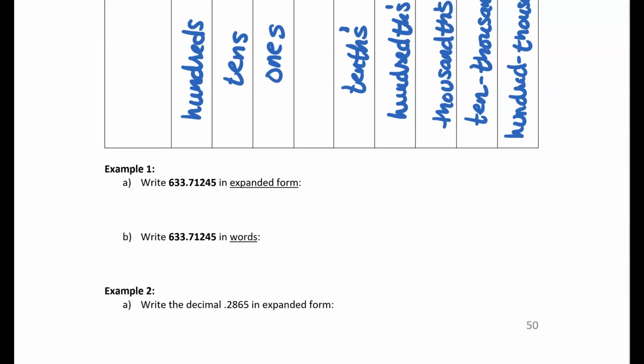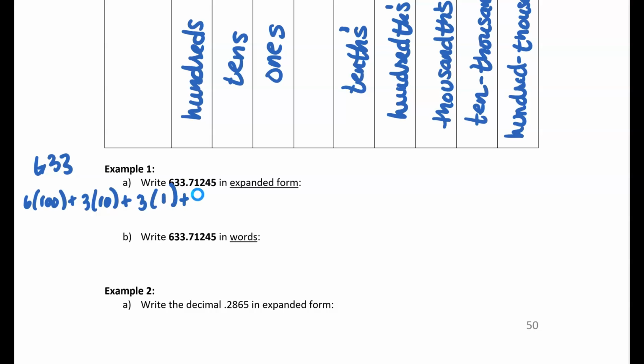So we want to write this number in expanded form. What you're going to do is take every digit of the number and write it as that number times whatever place value it's in. For example, if you just had 633, you've done this in expanded form before, it'd be 6 times 100 plus 3 tens plus 3 times 1. Okay, and now we're going to continue.